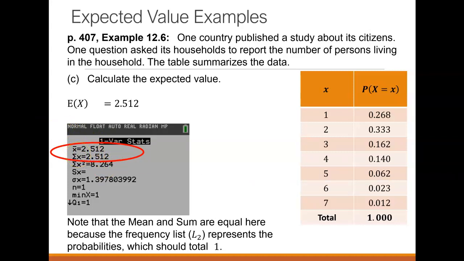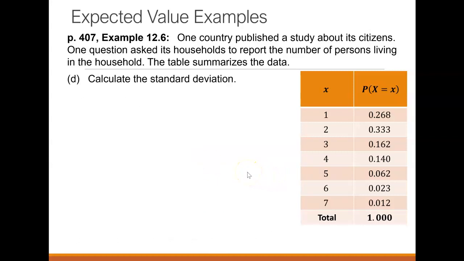Because remember, when we put a frequency list, it's going to be this number times this number plus this number times this number, and that's going to be the sum. And the reason the mean is the same as the sum is because we're dividing by 1, because that's the frequency list. So if I divide the sum of these things by 1, I still get the same thing. So that's why the mean and the sum are still the same. But that's your cue when you're looking at the one variable stats to know you've done this correctly.